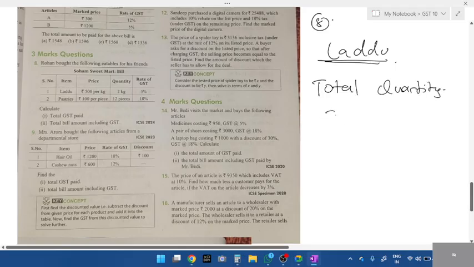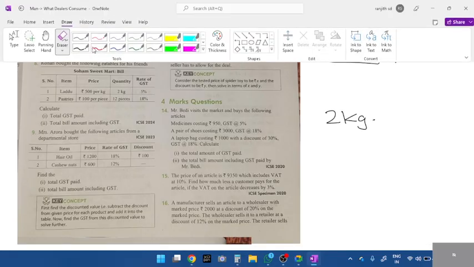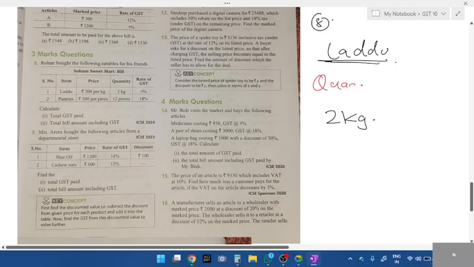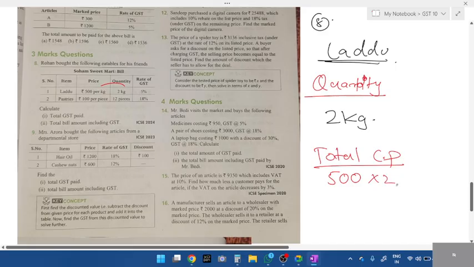What is total quantity? Total quantity is how much, students? I'm just talking. Okay, let me take only quantity. Instead of total quantity, I'll take only quantity. Quantity 2 kgs. What is the total cost price? Total cost price is how much, students? 500 into, per kg, yeah, per kg is 500. Then 500 into 2 is how much? 1000. And what is the GST charged for that?